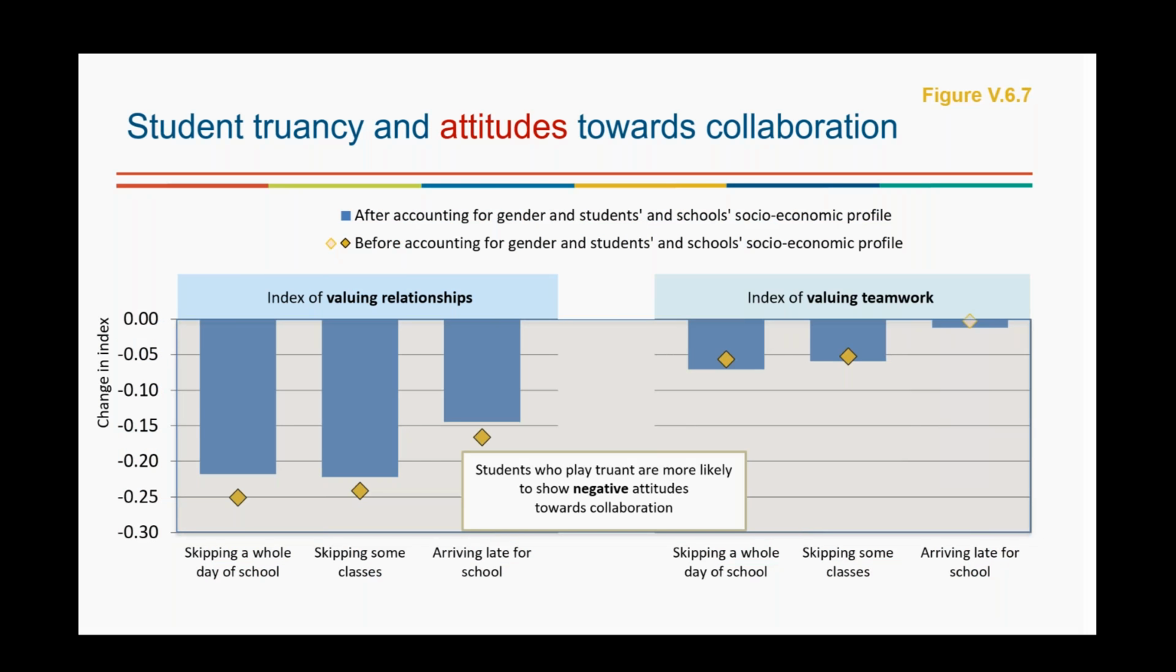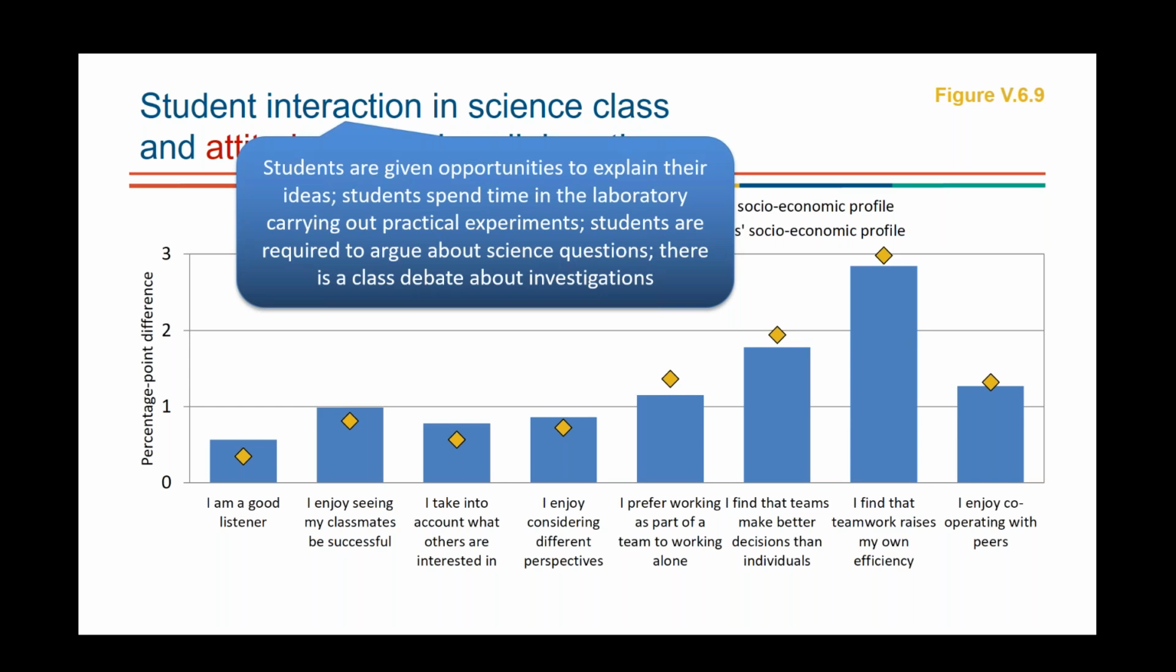Now it gets more interesting when you actually look at not just physical exercise, where it seems obvious, but also interaction in science classes. For example, when we found that students were given opportunities to explain their ideas, spend time in the laboratory carrying out practical experiments, were asked to argue about science questions. So the more interaction there was in the science class, the more positive the attitudes were.